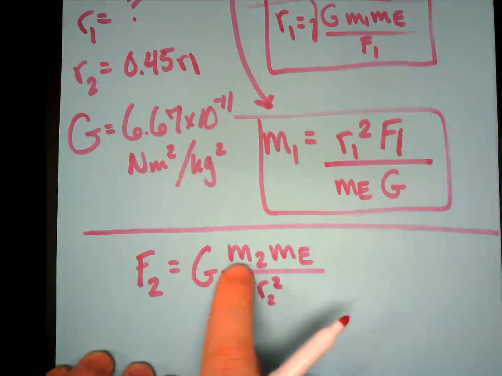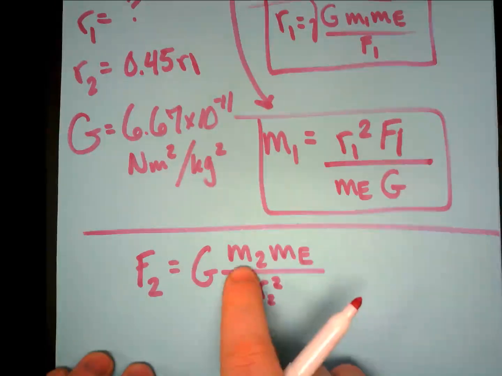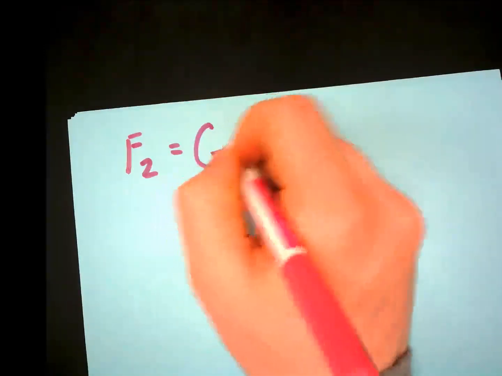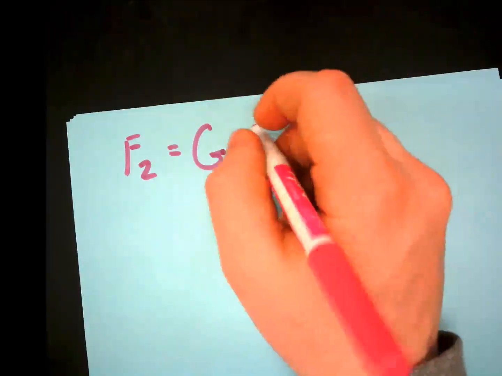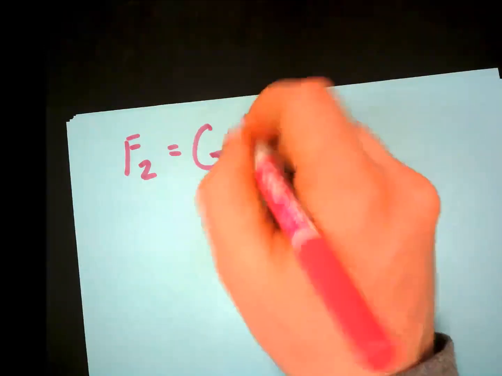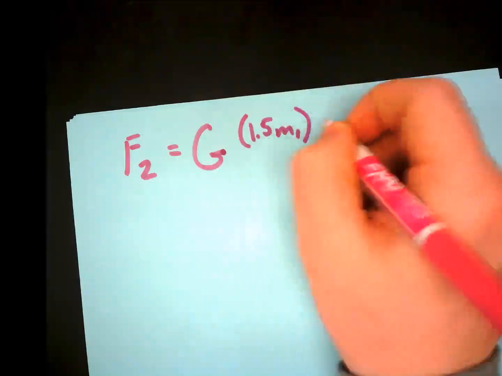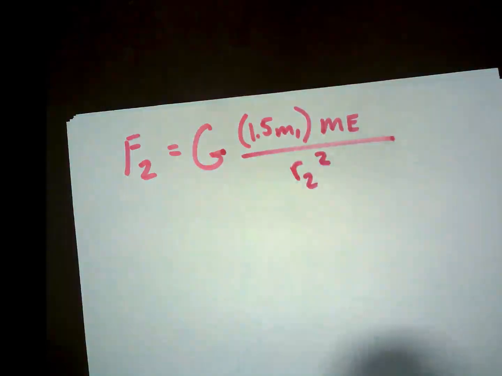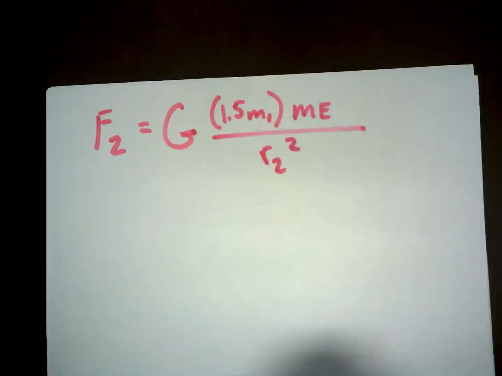So let's just substitute, just because it's up on top, I'm going to substitute M2 first. If I were to substitute M2, it would look like this, because I know that M2 is going to be equal to 1.5 times M1. So F2 is going to be equal to G times, and again I'm substituting M2 into this, 1.5 times M1 times the mass of the Earth divided by R2 squared. Okay, so far so good.